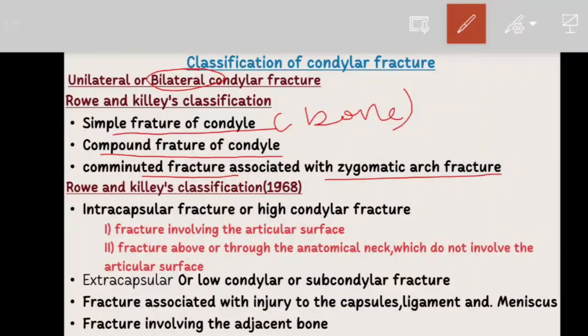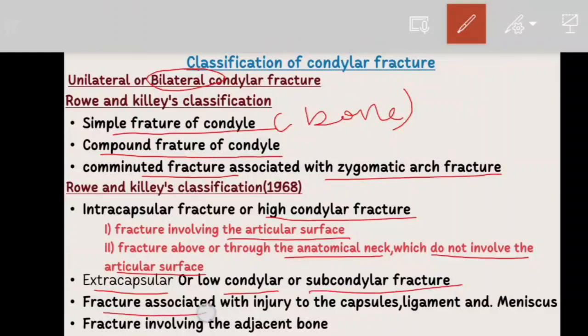Now the third one is Rowe and Killey's classification, which was given in 1968. So the classification is based on the anatomical level. First one is intracapsular fracture, or the high condylar fracture. So here the fracture occurs inside the TMJ capsule. So it includes fractures involving the articular surface, and fractures above or through the anatomical neck which do not involve the articular surface. Now the second one is extracapsular or low condylar or subcondylar fracture.